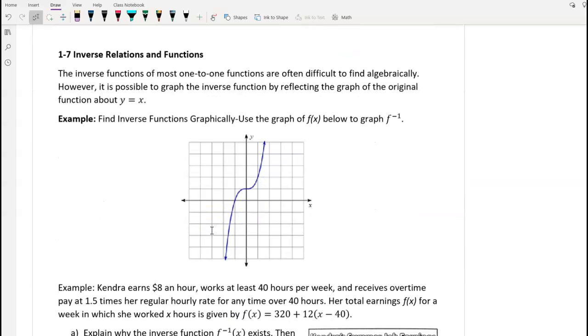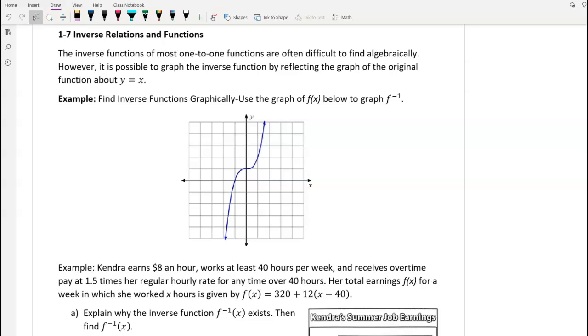All right, so now we're going to take a look at finding the inverse graphically. And to do that, we actually draw the line y equals x, which is straight through the origin.